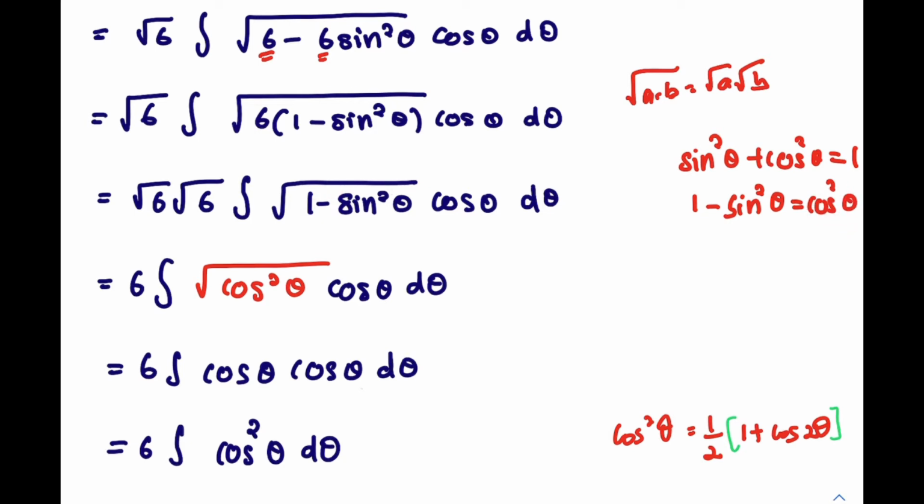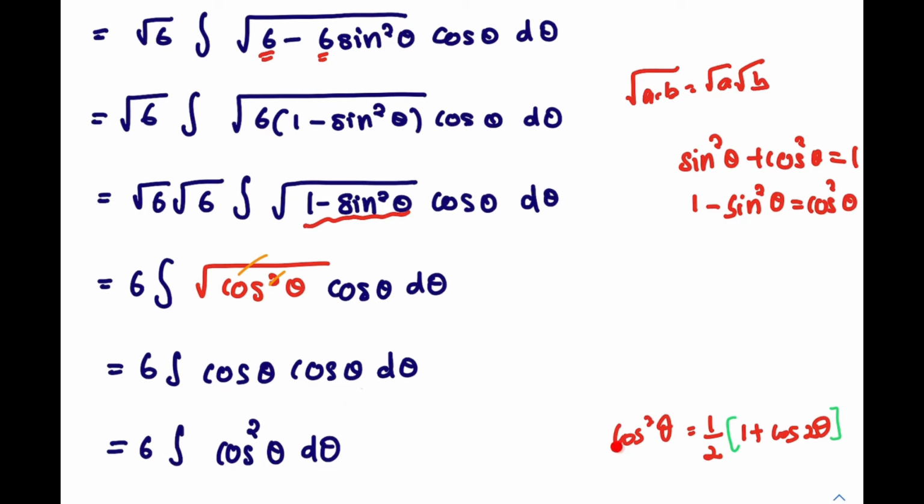So let's change everything here. This is equal to cos squared theta, and this is your square root, cos theta d theta. Let's solve this one. Root 6 times root 6 is just 6. Now we can cancel out the root and square here, so you're left with cos theta d theta. Let's rewrite back your 6. So this is just 6 times the integral of cos squared theta d theta.